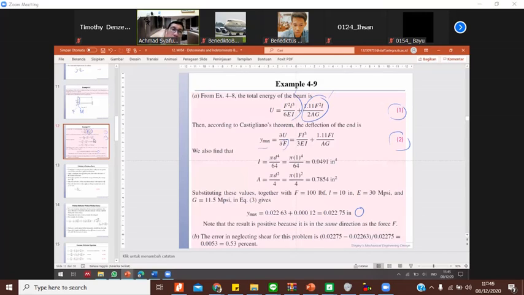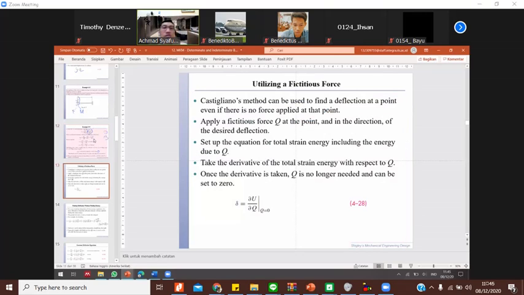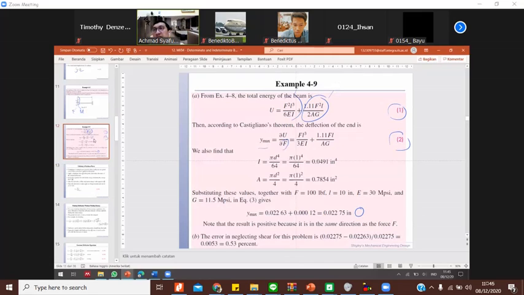Before I continue to how to get deflection at any point, any question about this? Any question about the concept of the Castigliano method?